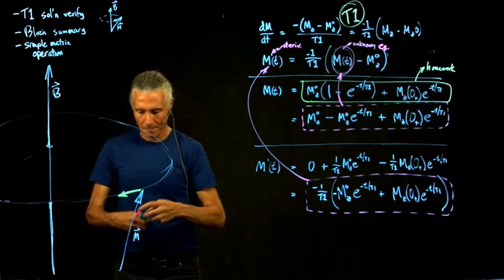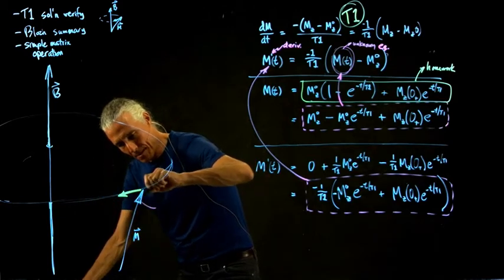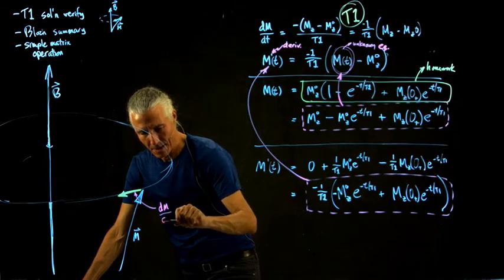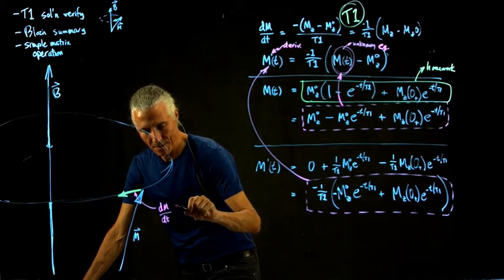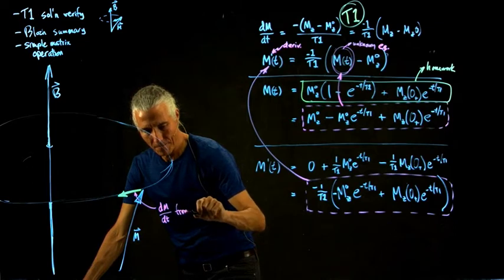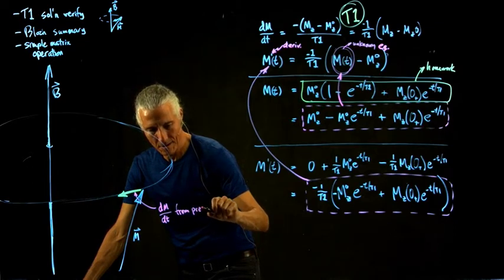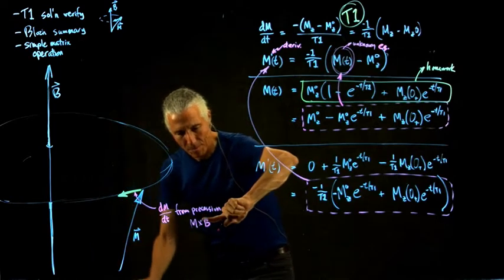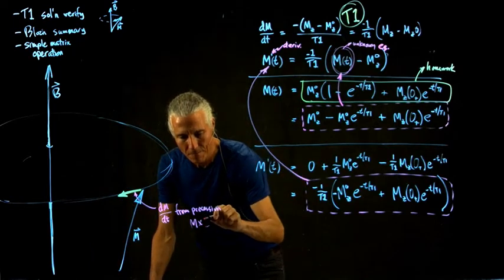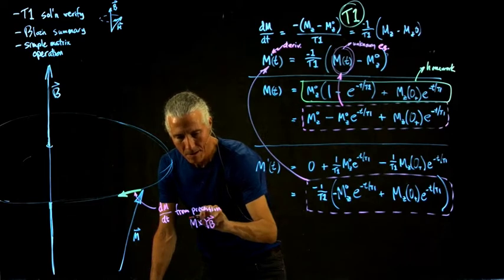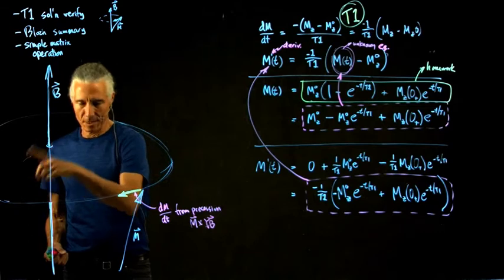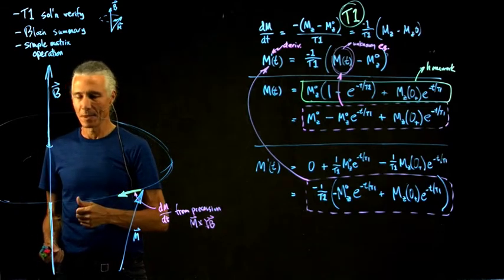This guy was dM/dt from precession: M cross gamma B. If nothing else was happening, this would just keep going around. It wouldn't change at all.